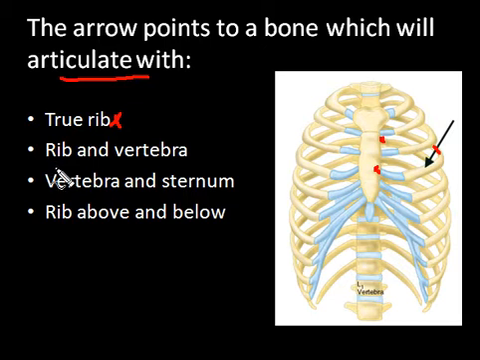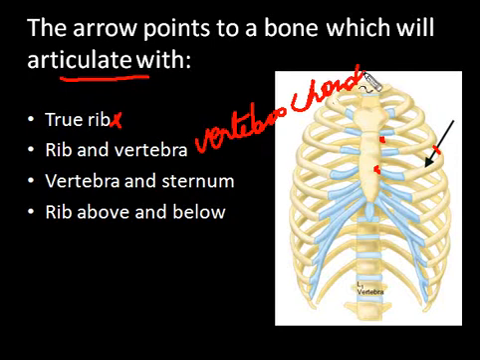The second choice, which says it articulates with the rib and vertebra, now yes, it does articulate with the vertebra but not with another rib. Those which articulate with other ribs are what are known as vertebrochondral or false ribs. They are called vertebrochondral, or also known as false ribs. And what they really do is they articulate, and those are the 8th, 9th, and the 10th.